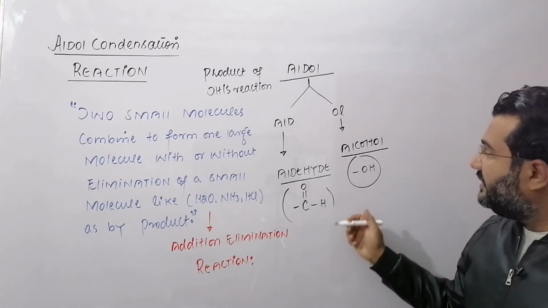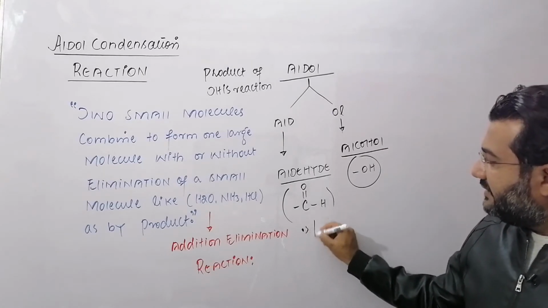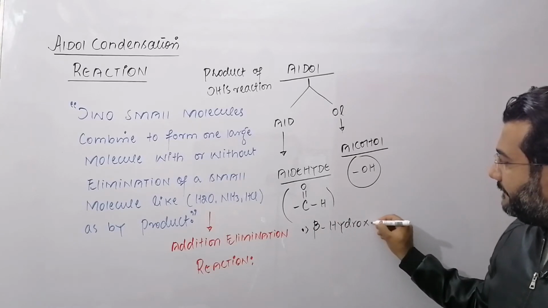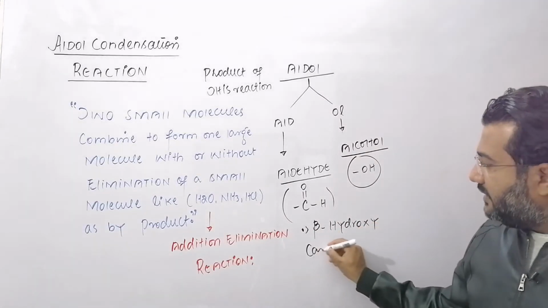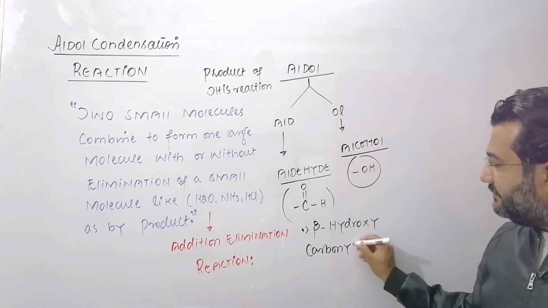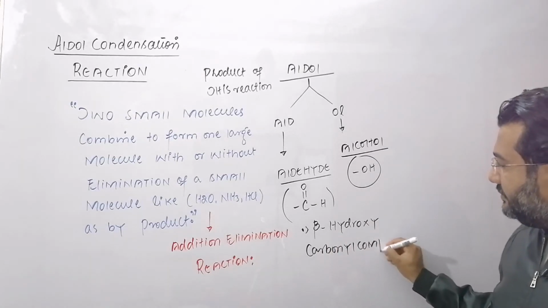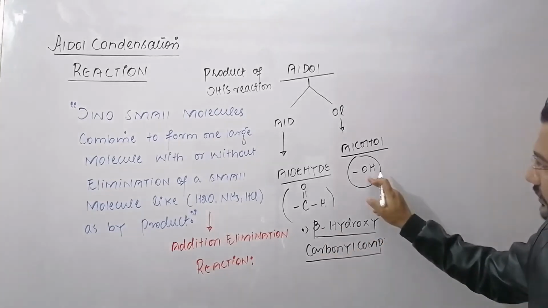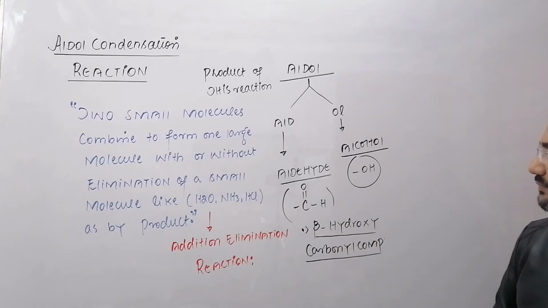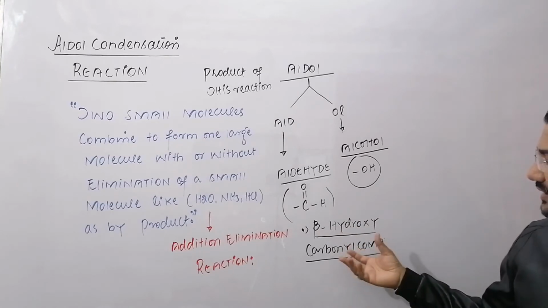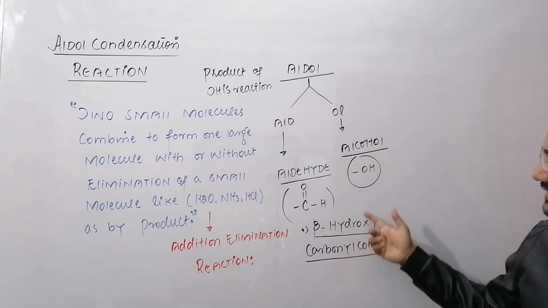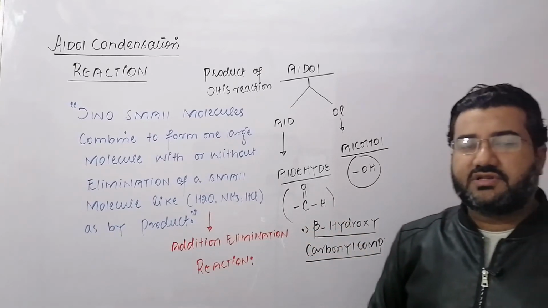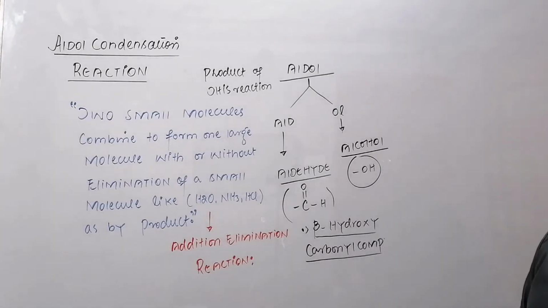My dear students, the aldols are defined as the beta hydroxy carbonyl compounds. These are the compounds in which an OH group, the alcoholic group, is attached to the beta carbon, and the carbonyl group is also present. So this is the definition of the aldol: beta hydroxy carbonyl compounds are called aldols.